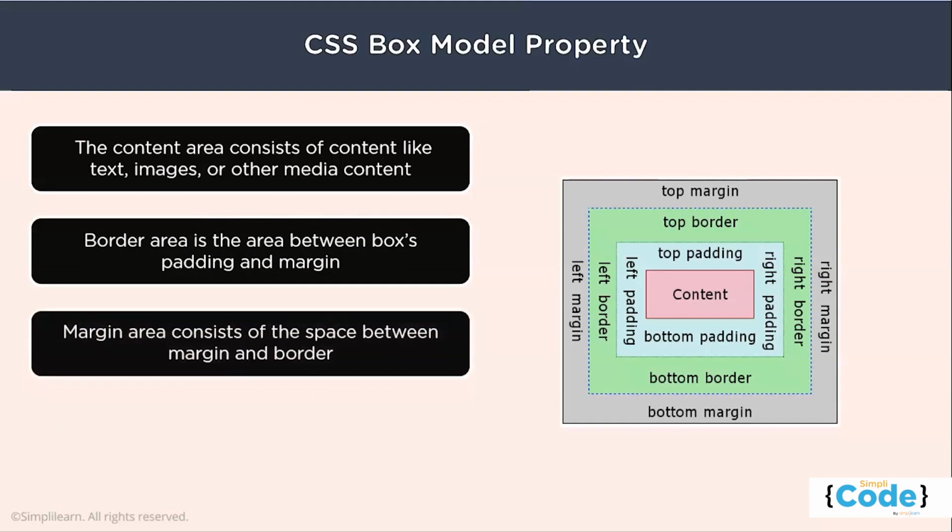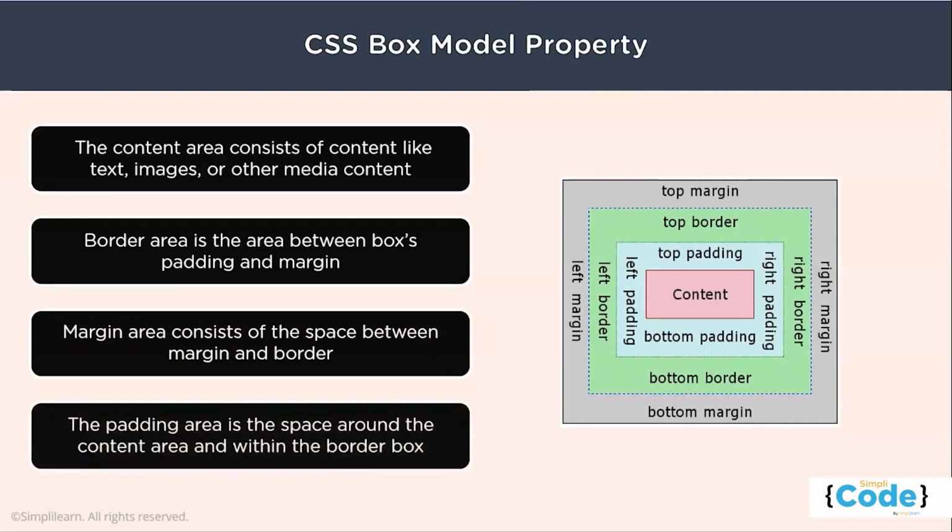The margin area consists of the space outside the border. The dimensions of the margin area are the margin box width and margin box height. It is useful to separate the element from its neighbors. The padding area is the area that includes the element's padding. This area is the space around the content area and within the border box. Its dimensions are given by the width of the padding box and the height of the padding box.